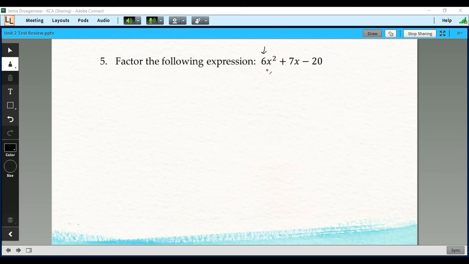So then my next step is I'm going to look at my a term and my c term, and multiply those together. 6 times negative 20 is negative 120. And so I'm looking for factors of negative 120 that when I add them up are going to give me that b term, that middle term of 7. So if we think about factors of negative 120, one's going to have to be positive, one's going to have to be negative. Let's just go ahead and list them out.